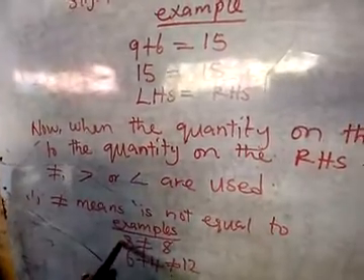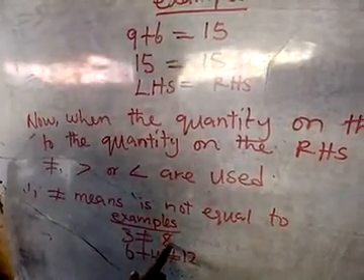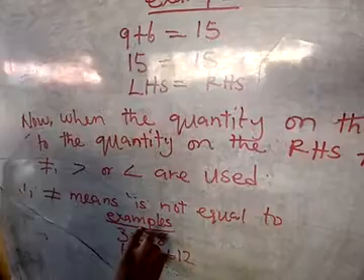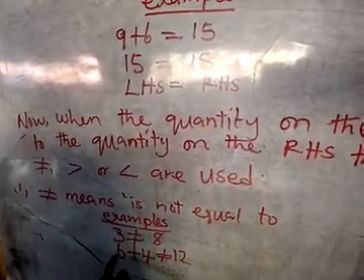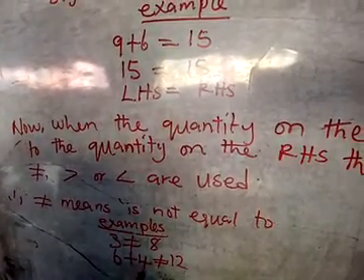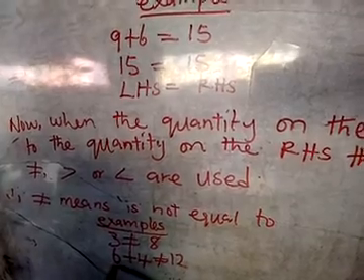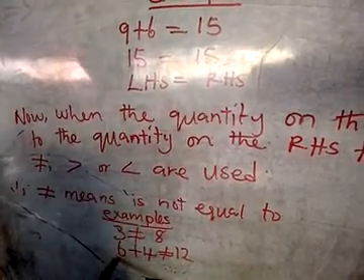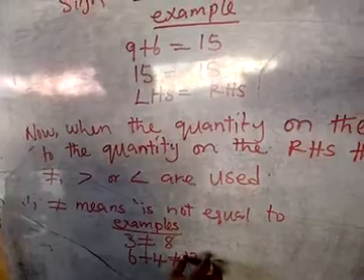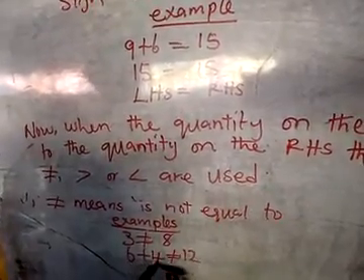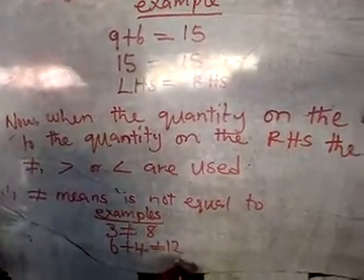You know that 3 is not equal to 8. The meaning of this sign is not equal to. Then we have 6 plus 4. When you add 6 plus 4, it will give you 10. But at the right-hand side, we have 12. So 6 plus 4 is not equal to 12.